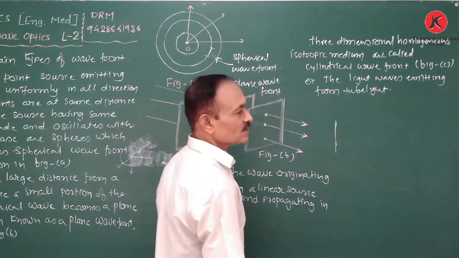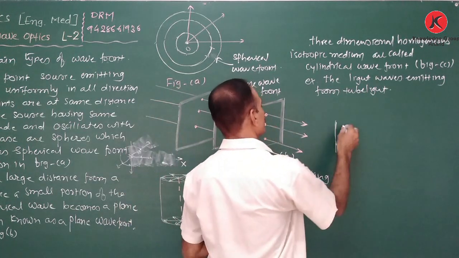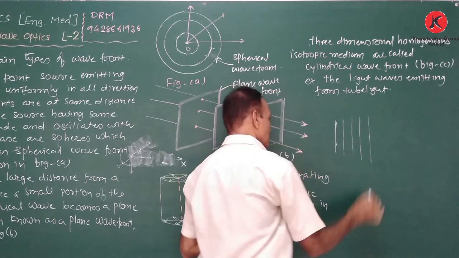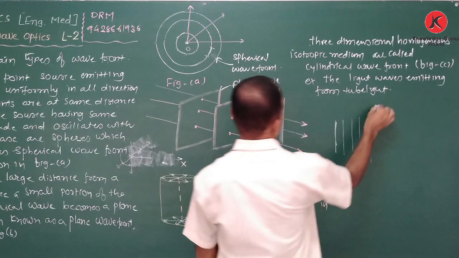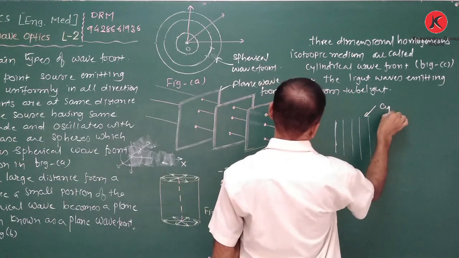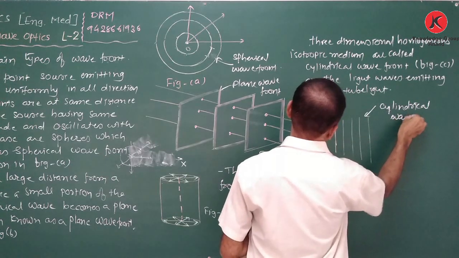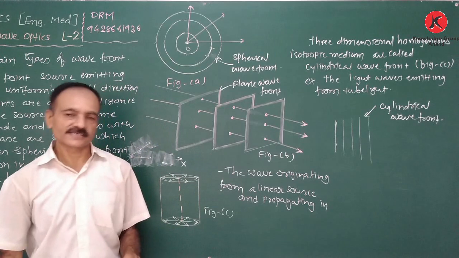this line oscillates in a medium. So what happens? The disturbance produced in the medium is also a linear disturbance. If this disturbance is propagated in three dimensions, then the cylindrical wave and cylindrical wavefronts are generated.